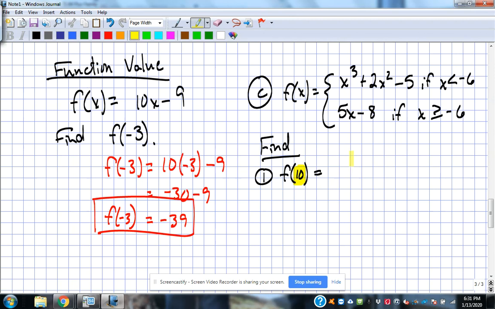Use the 5x minus 8. So when I do the work, I'm plugging in 5 times 10 minus 8. I don't worry at all about the top part. Okay? So that's going to be 50 minus 8, which is 42. So the final answer for that piece is 42.